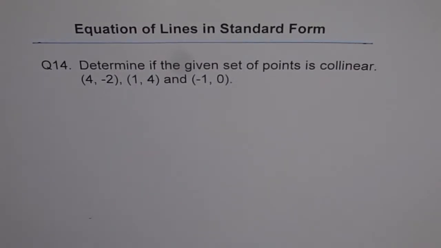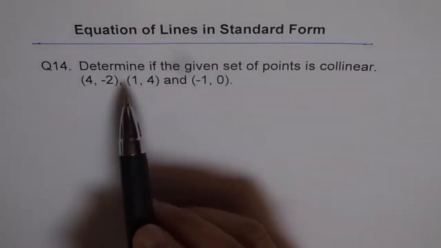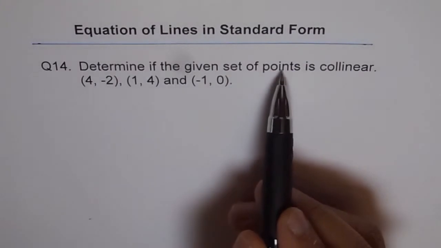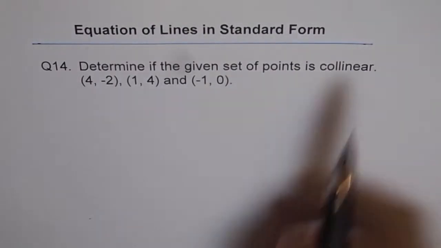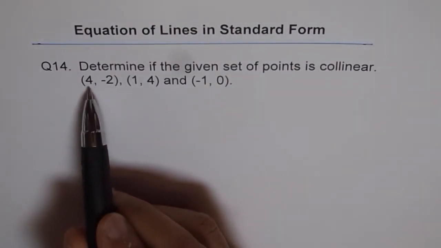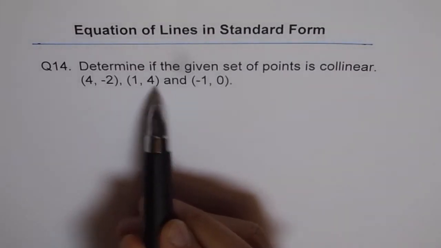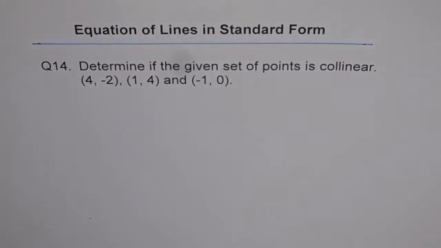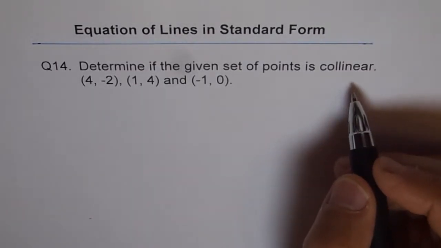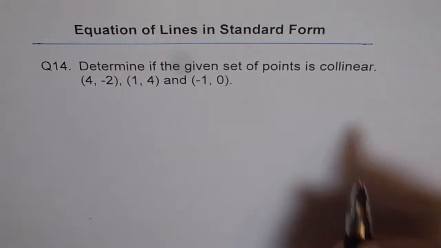Equation of lines in standard form, question 14. Determine if the given set of points is collinear. Points are (4, -2), (1, 4) and (-1, 0). Collinear means that all the 3 points should lie in a straight line.